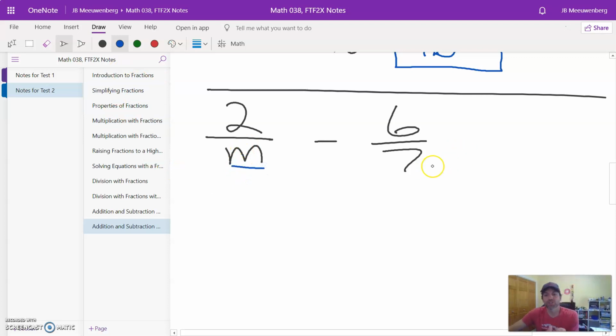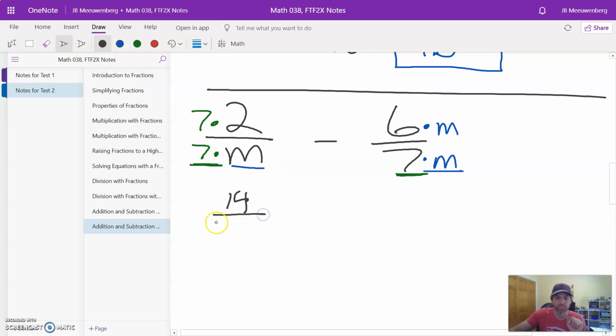So I think about it like this. This one has an m, so this one needs an m. So I'm just going to do times m, and I have to do it on top and bottom. Same number on top and bottom. This one has a 7, so this one needs a 7. So I'm going to put a 7 over here. 7 times m and 7 times 2. In an individual fraction, as long as we multiply the top and the bottom by the same number, it stays the same fraction, just looks different. Let's clean it up. 7 times 2 is 14 over 7m, minus 6 times m is 6m over 7m.